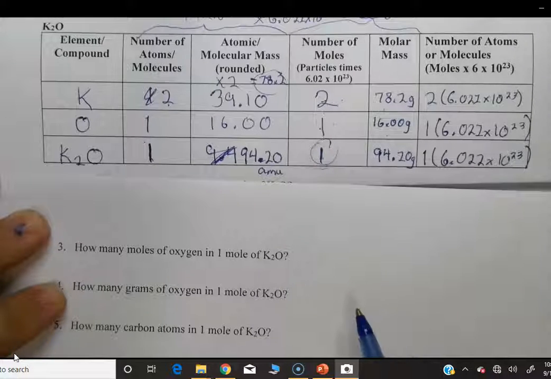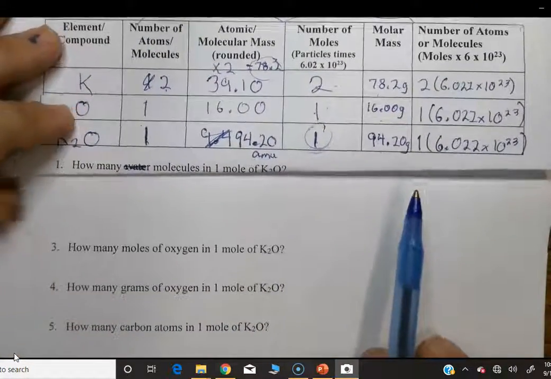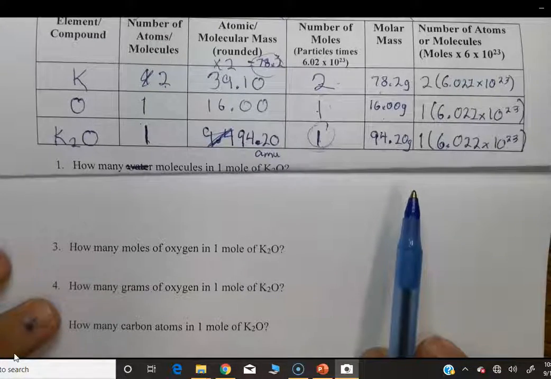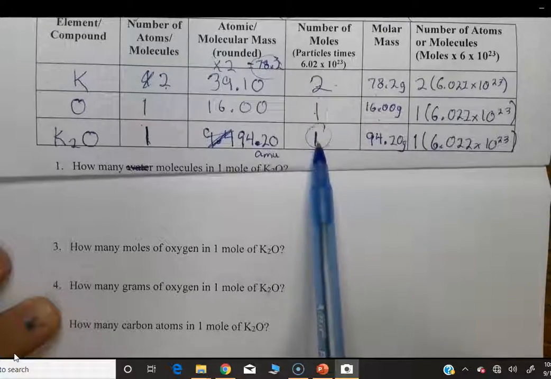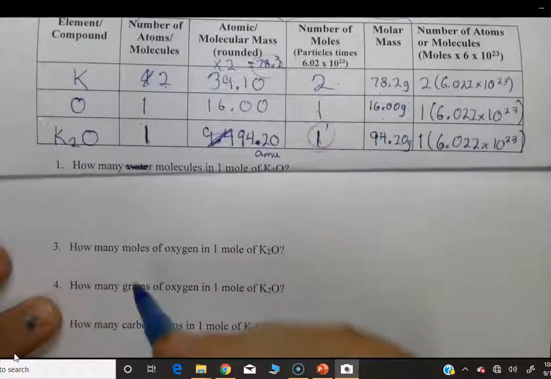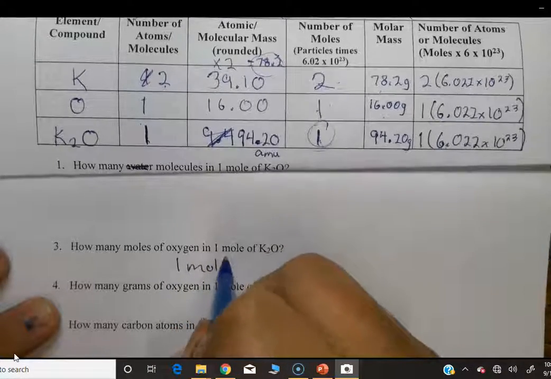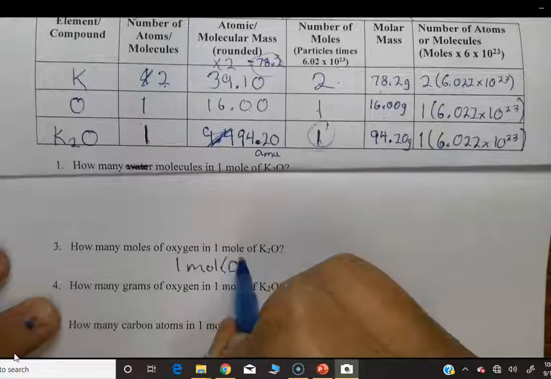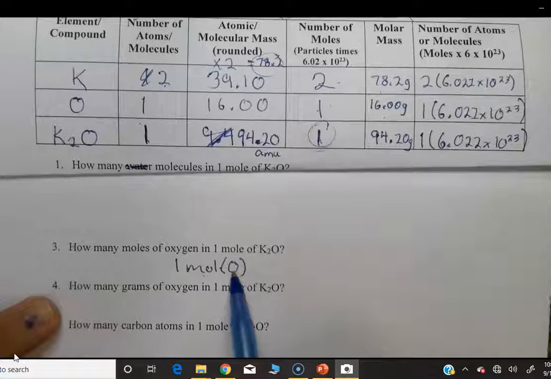Okay, so we moved on to the next page. Again, I have to make a couple of corrections here, but we'll go ahead and do those and work with that. So the next question is, how many moles of oxygen in 1 mole of K2O? So here's 1 mole of K2O, and there's 1 mole of oxygen. So the answer is 1 mole. Here's what I would like you to get in the habit of writing: 1 mole, and then in parentheses, what the substance is, what the element is, the compound, whatever.